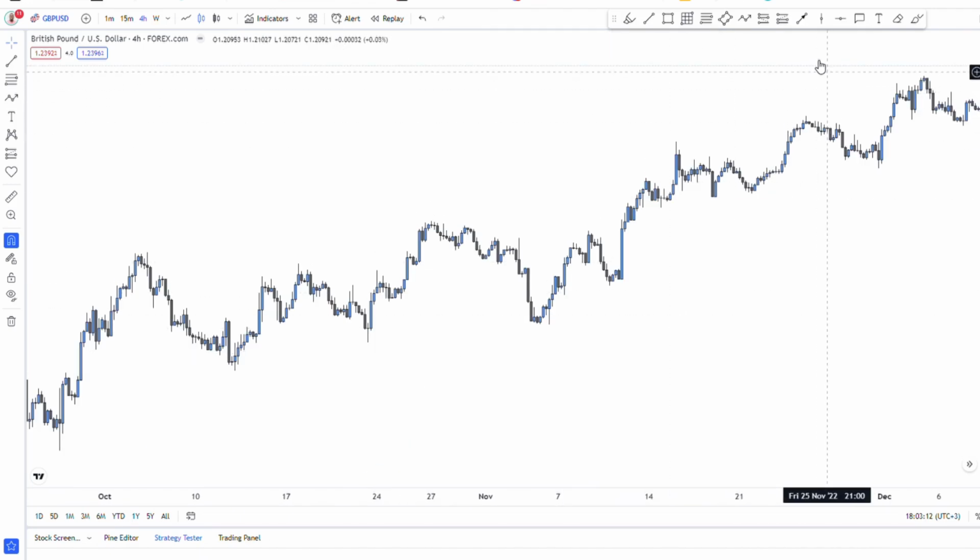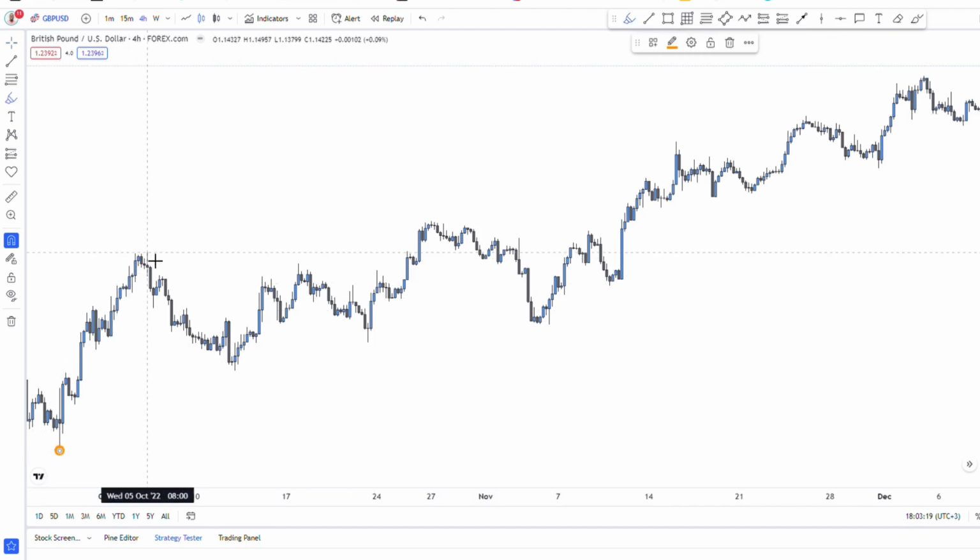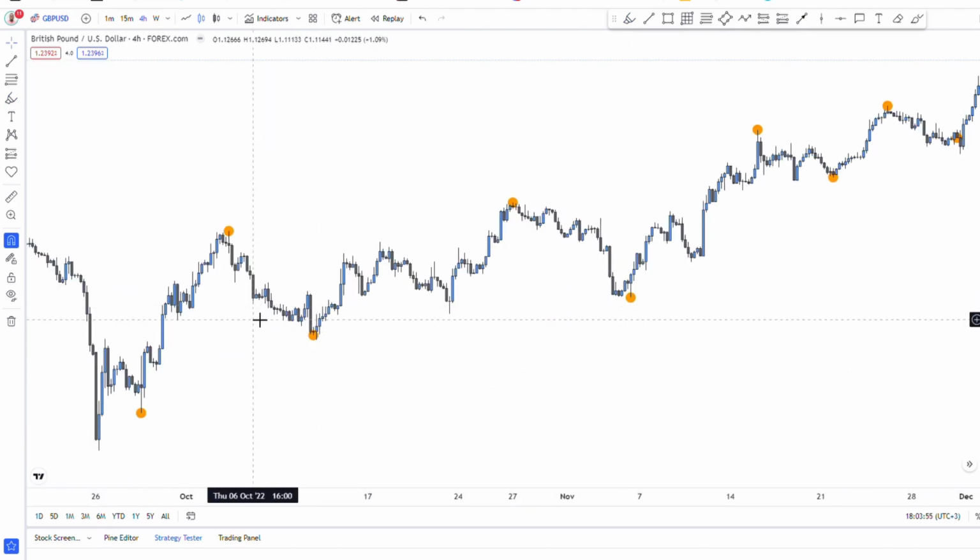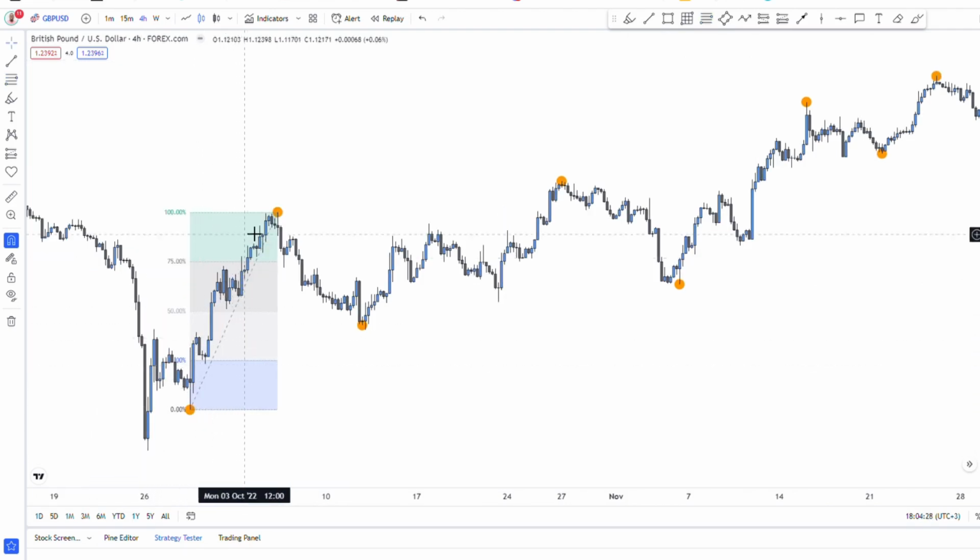So the first step is to identify the swing highs and swing lows. So we have a swing low here, swing high, swing low, swing high, low, high, low, high, low, and we have a final high there. This is a bullish order flow. So looking at this zone between this point and that point, we put our fib tool, we mark it from the swing high to the swing low, and we expect price to retrace back into the discounted price area.